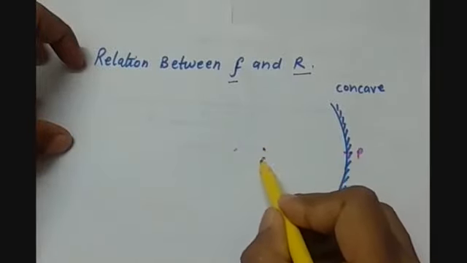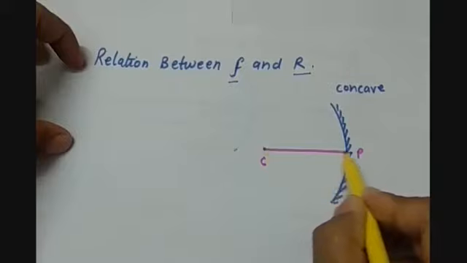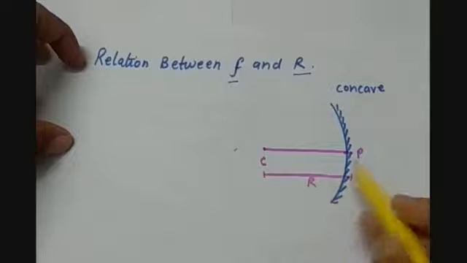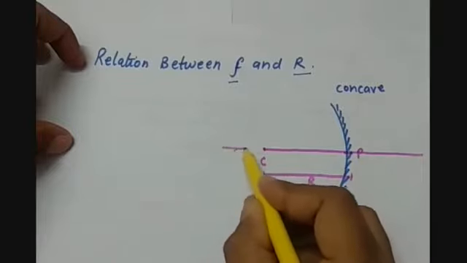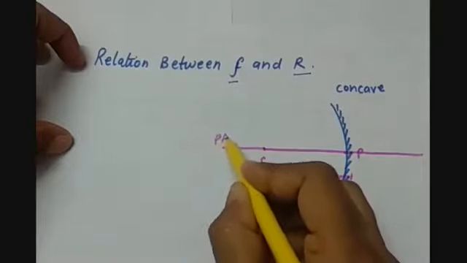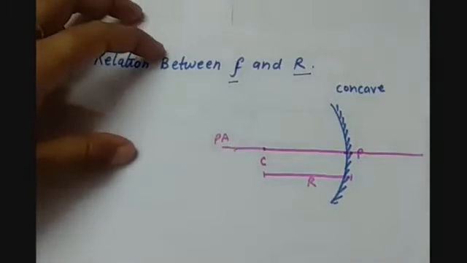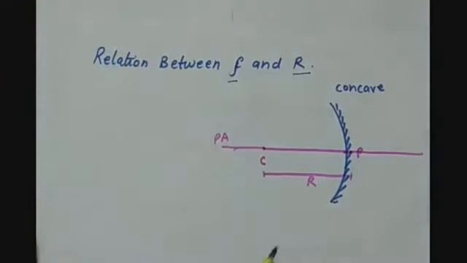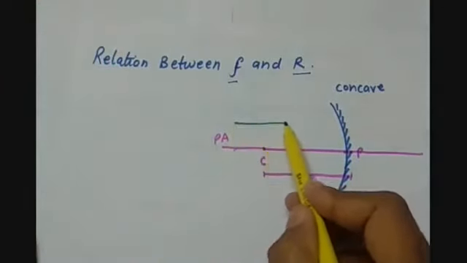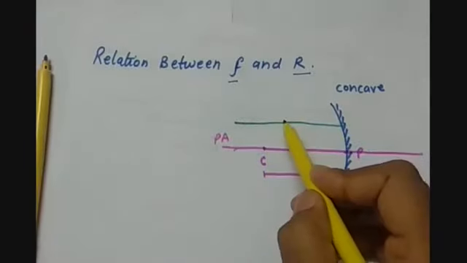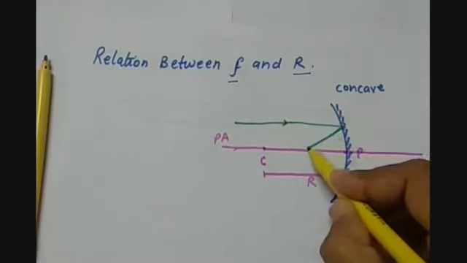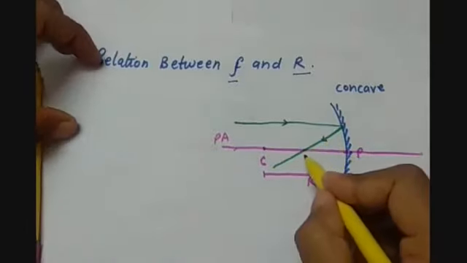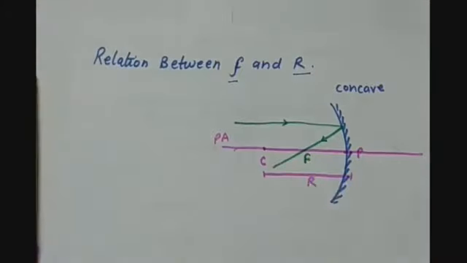Obviously the center of curvature. If we join the line, we will get the radius of curvature R. If we extend this line, we will get our principal axis. Now, as we know that the radiation coming parallel to the principal axis gets converged at a point, or passes through the focus point of the spherical mirror.